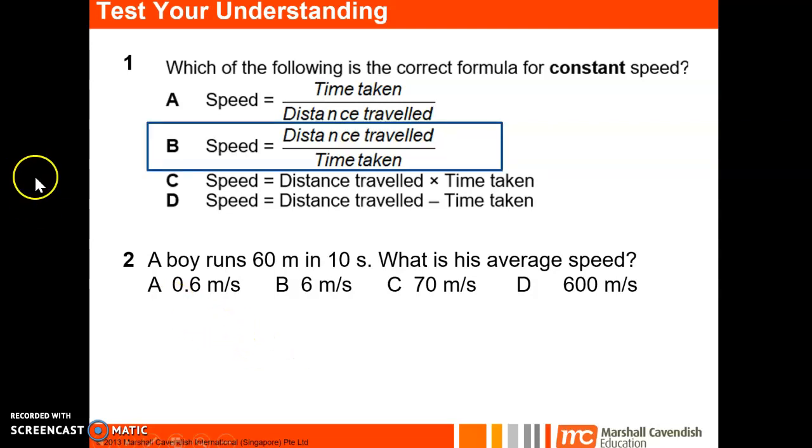Question 2. A boy runs 60 meters in 10 seconds. What is his average speed? Using the formula, average speed equals total distance divided by total time taken, 60 divided by 10. You should get B, which is 6 meters per second.